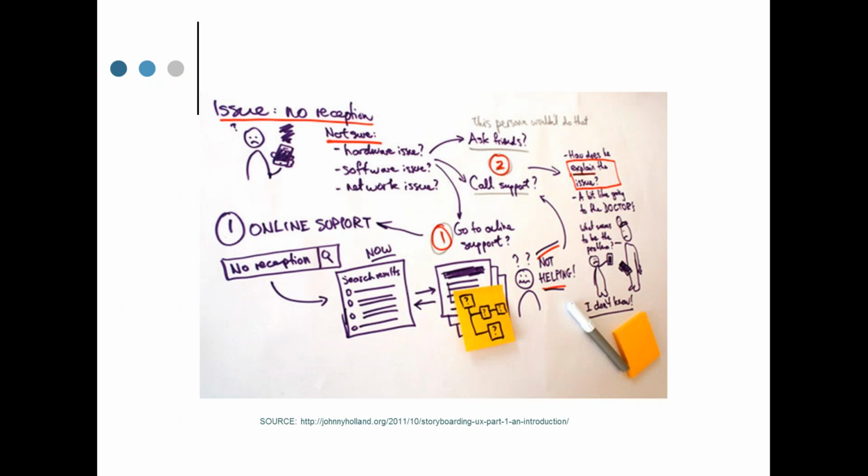This is an image that we found on the internet that kind of shows you exactly what some companies come up with when they have an issue with their product. So the issue with this is that it's a cell phone and the user doesn't have reception. So we're not sure if it's a hardware issue, a software issue, or a network issue. So this persona, with a hardware issue, you could ask your friends. If it's a software issue or a network issue, you could call support or go to online support.